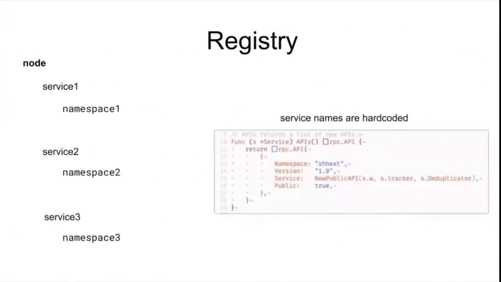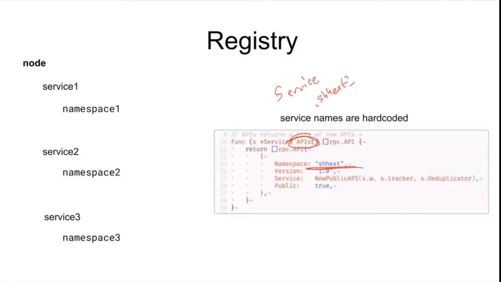To do that, each service, whether it's a built-in service, something provided with Go Ethereum, or something that we built, has to provide a method called APIs that returns a list of things that have namespace names in it. So essentially, in here, we registered one service with the name SHHEXT.